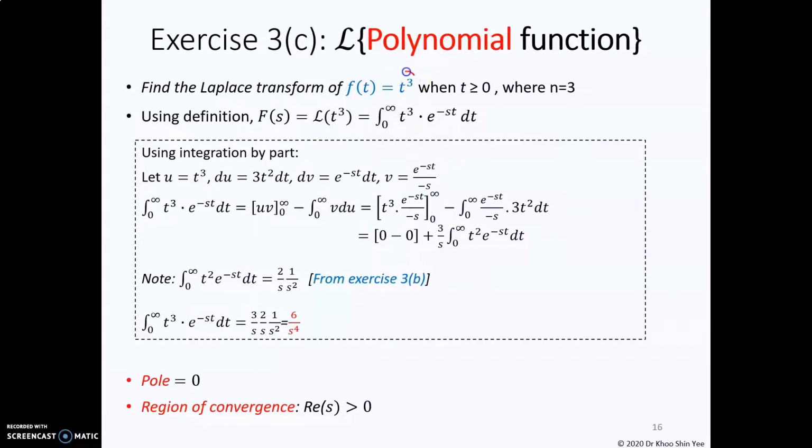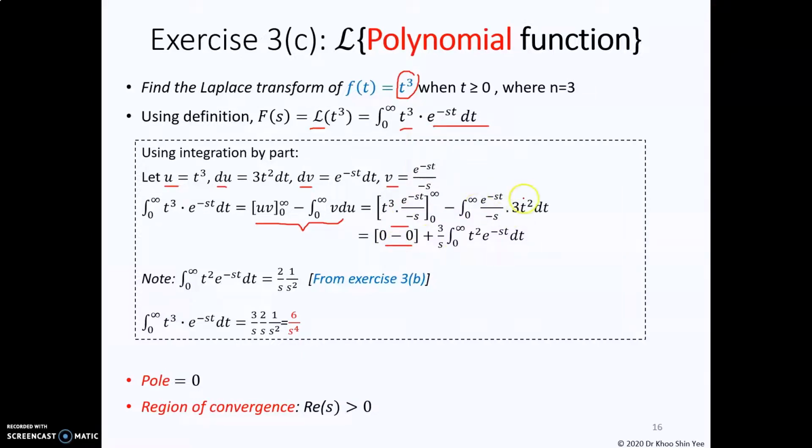How about if we have t power 3? So let's take the Laplace transform. So in this case, you have t power 3 to be the u, and this part to be your dv. Then you get the du and v corresponding. And this is the uv minus v du formula. You just substitute inside. Then from here, you found that after you substitute the limit, you get 0.